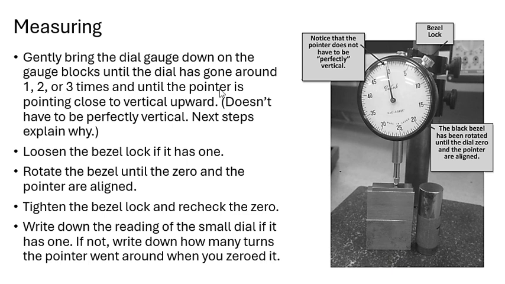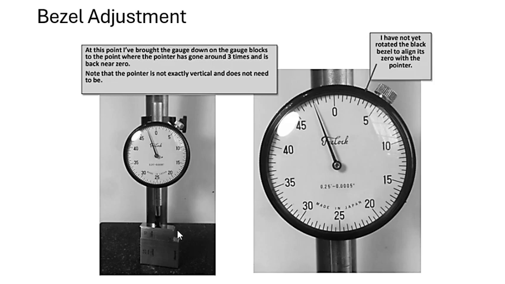So here's a diagram showing you that the dial gauge is brought down onto the gauge blocks, onto the surface right here. And of course your pointer, as you bring it down, you're going to watch this dial, and it's going to go 1 round, 2 rounds, 3 rounds. In this example, it went 3 rounds, and after it went 3 rounds, it's going to come back towards the 0.